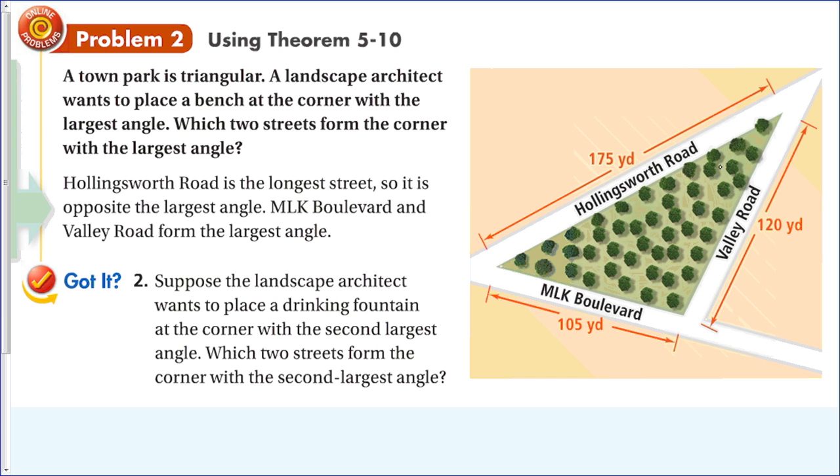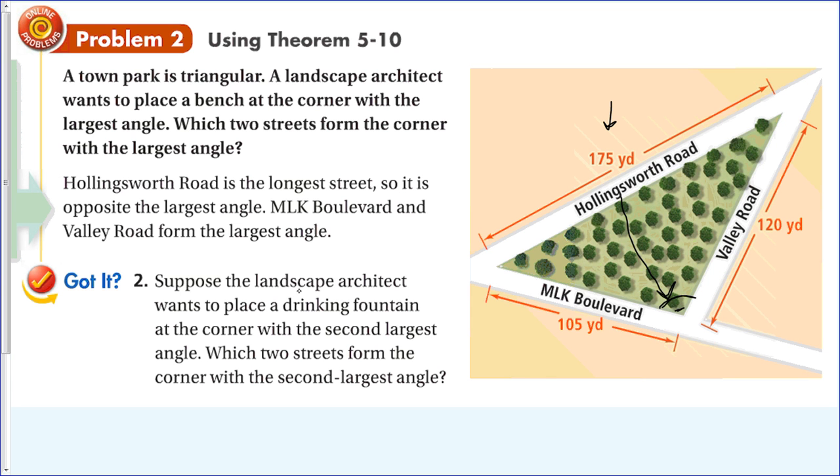Which one of these is the longest side? Hollingsworth Road. So that means the angle opposite Hollingsworth Road will be our largest angle. Okay, so MLK Boulevard and Valley Road form the largest angle. So this is where he's going to put his bench, right here. Now let's see how well you understand this.